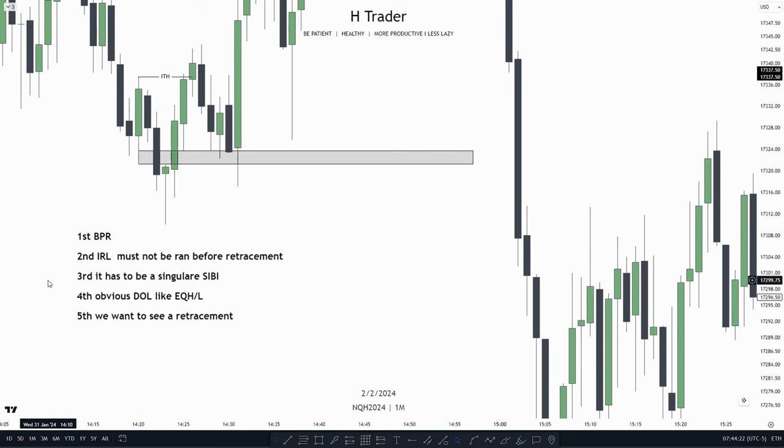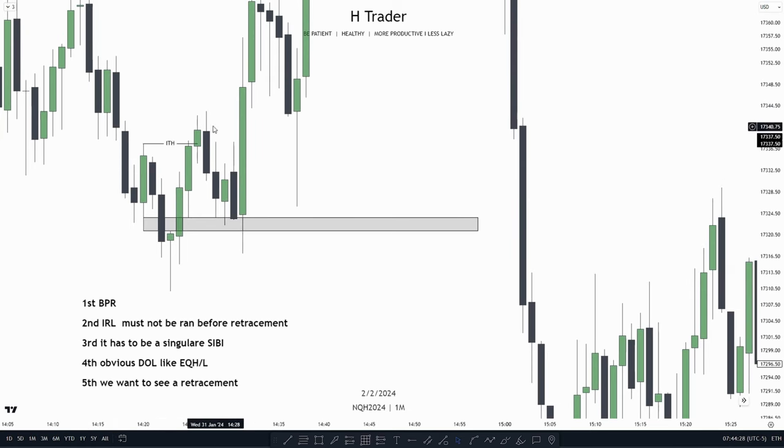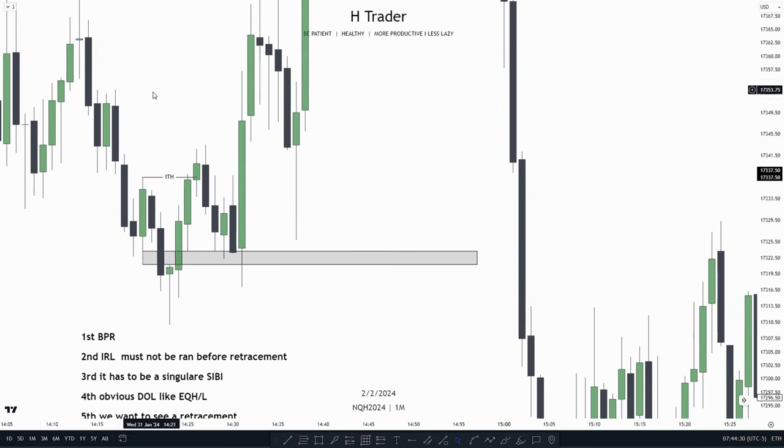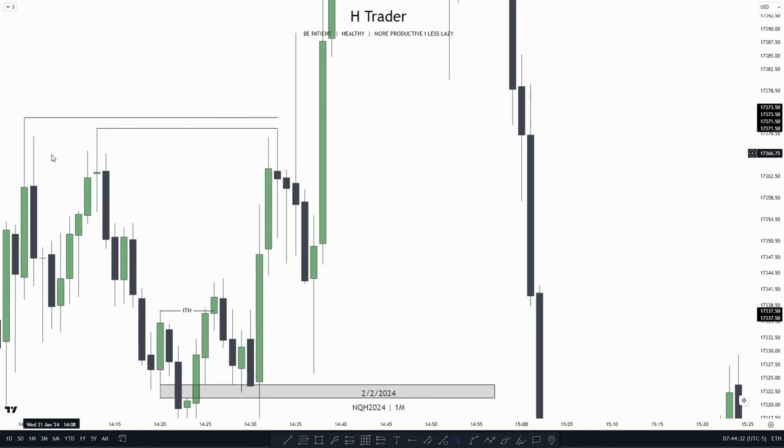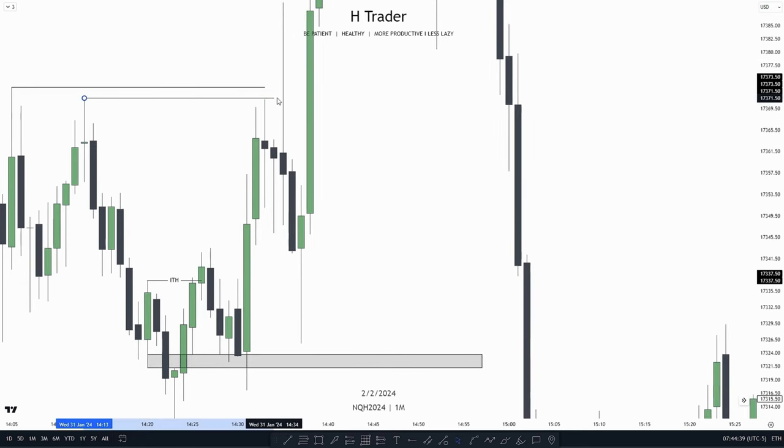And fourth, we have to have an obvious draw on liquidity, like equal highs or equal lows. So an obvious draw on liquidity in this case would of course be the internal range liquidity, but it has already been ran, so we could go up here and see that we have these highs up here, which is kind of relative equal highs. As we see, price almost makes it right here.